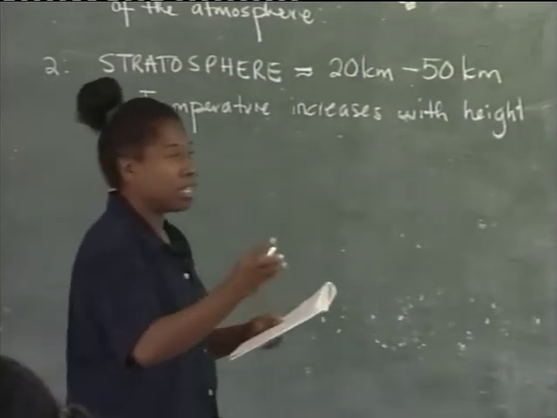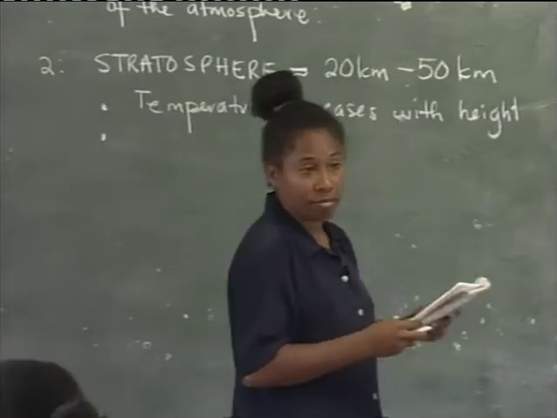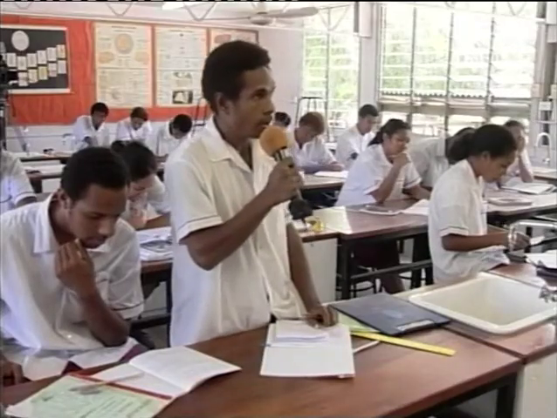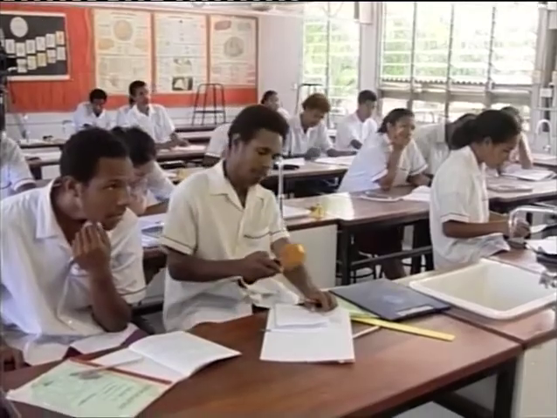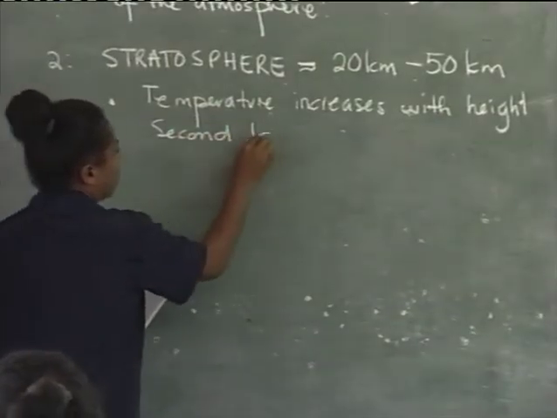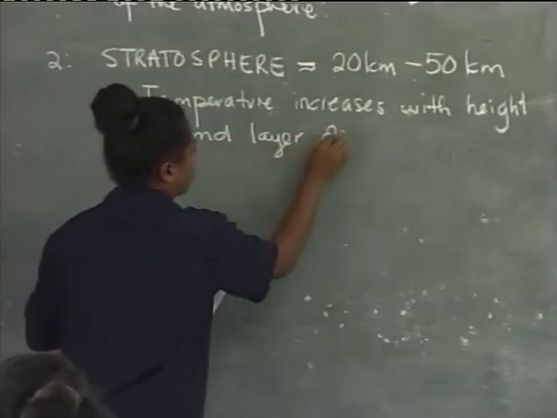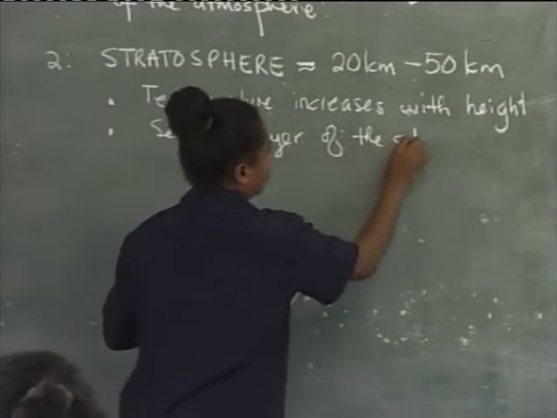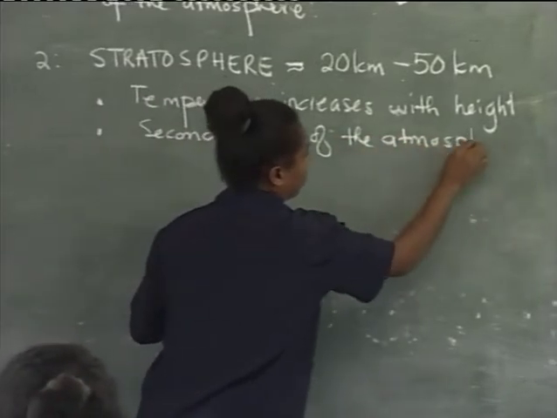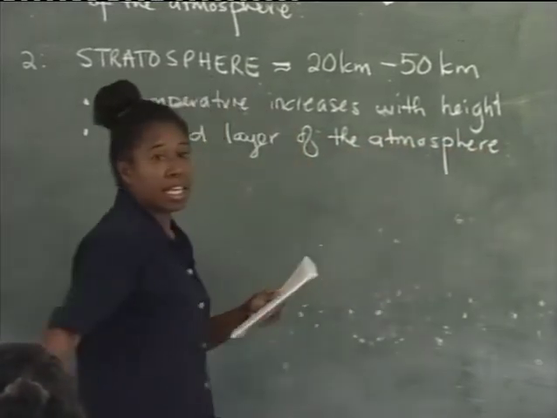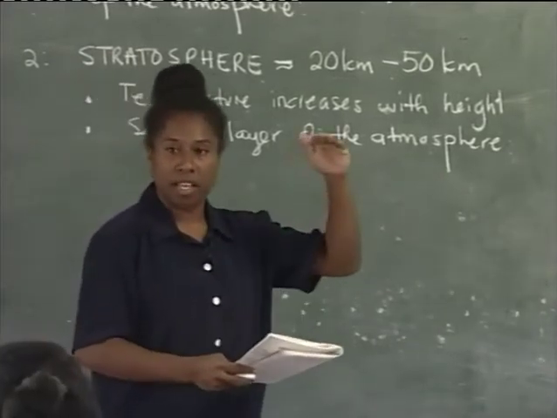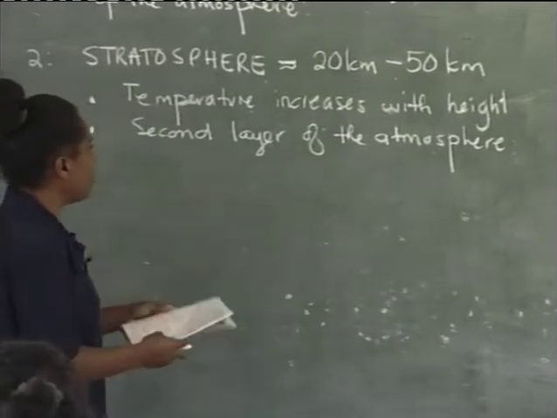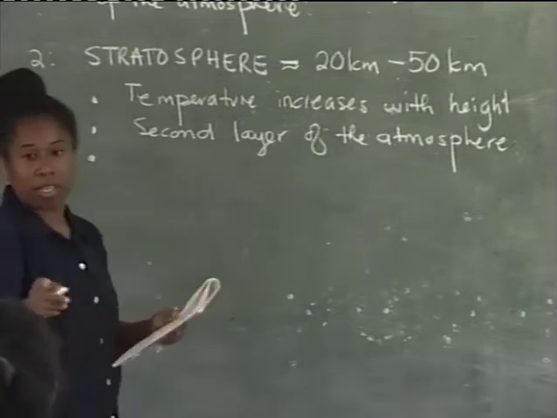Okay, any other characteristics, Moses? The next one? Second layer above the Earth surface. Okay, very good. It is definitely the second layer from the Earth's surface going up. We know the first layer is the troposphere, and the second layer is the stratosphere. Next characteristic.